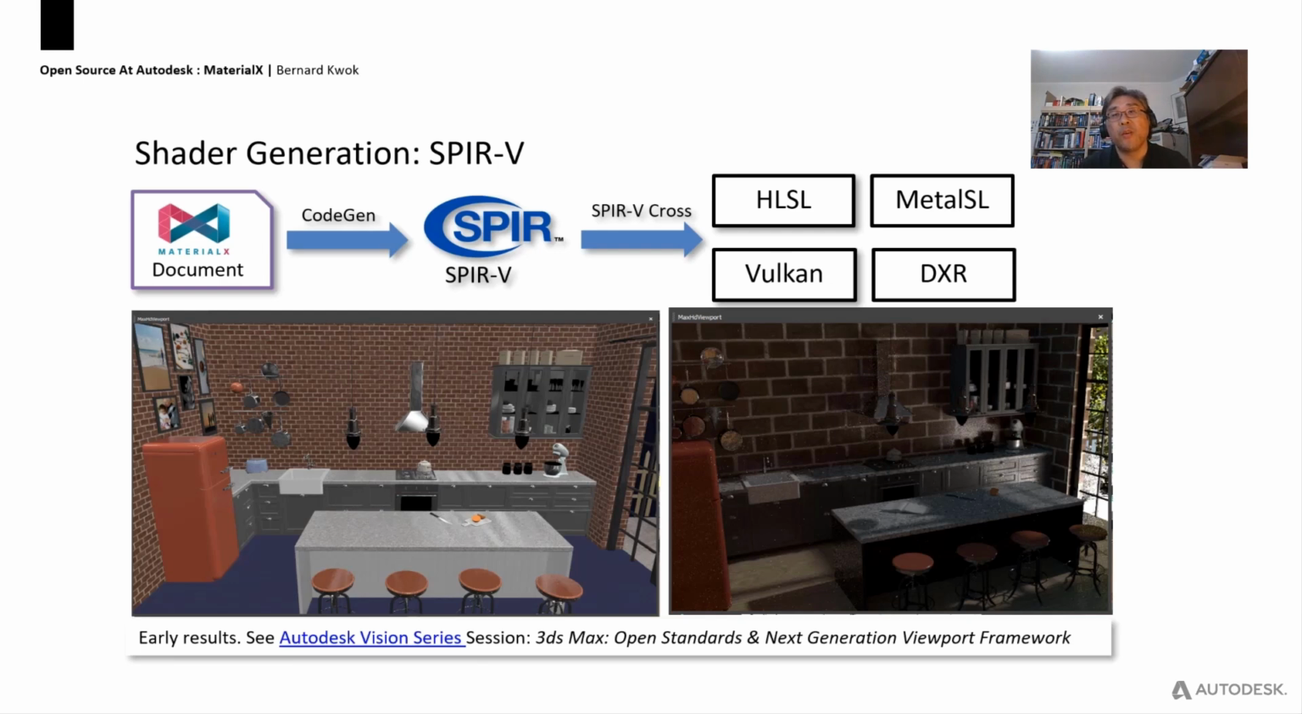For real-time rendering, we have been looking at enhancements to shader generation. To tackle implementation portability and to ease the burden of maintaining numerous backends, we have decided to use SPIR-V for cross-compilation. The first backend targets will be for rasterizers before looking at ray tracing support. The sample images shown here are some early results. Note that integration of such shaders is covered in a companion Vision Series session.